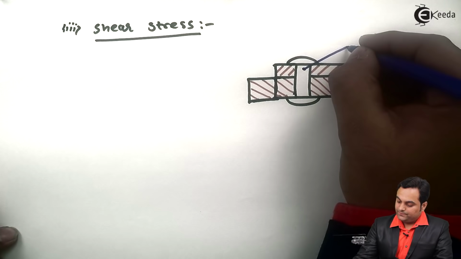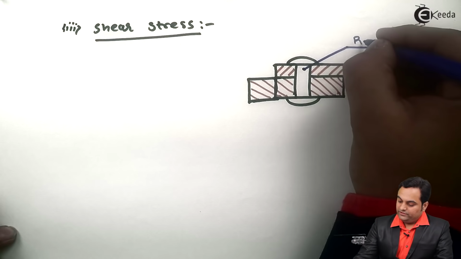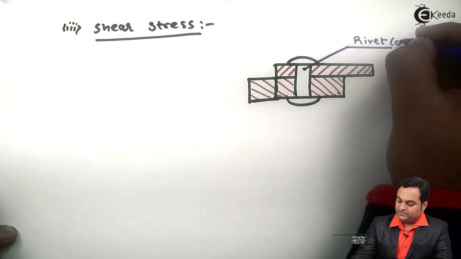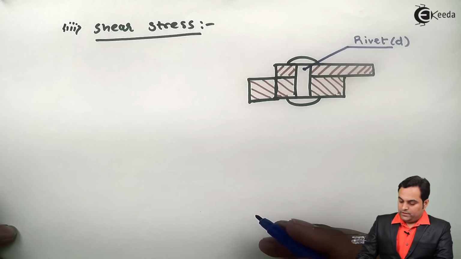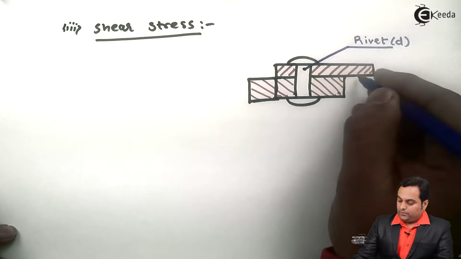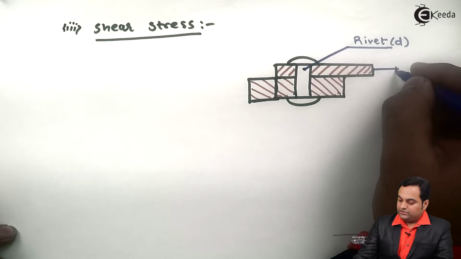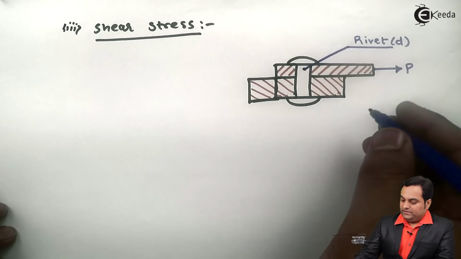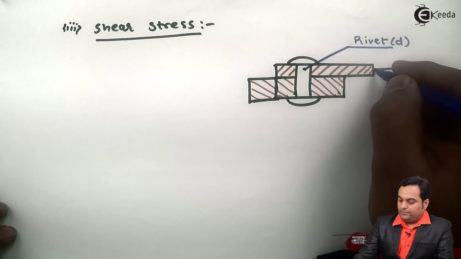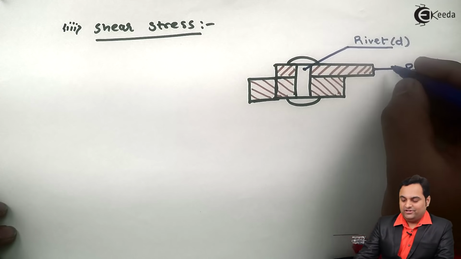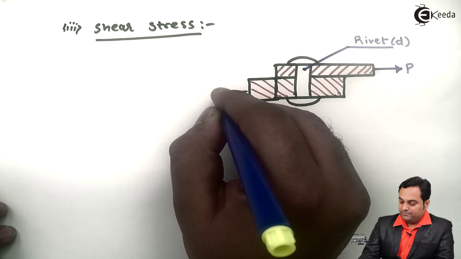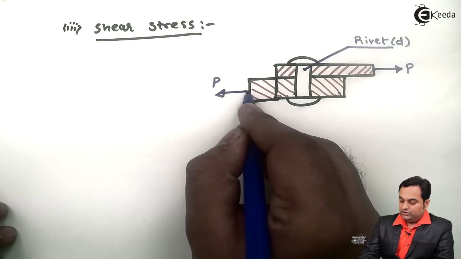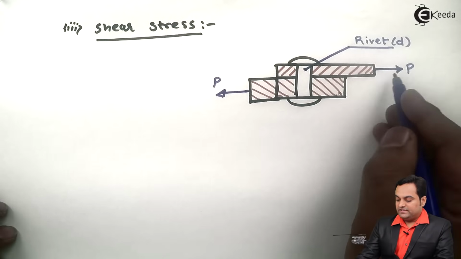It is called a rivet having diameter D. Now suppose on this top plate a force is acting towards left, I'll call it P. Here this load on the top is actually acting towards right, it is not towards left. Towards left it is acting on the plate which is at the bottom. Now we can see the directions. The bottom plate, the load is acting towards left, and for the top plate it is acting towards right.